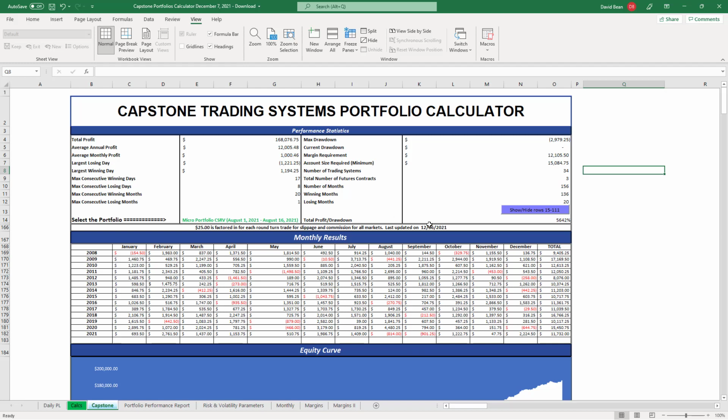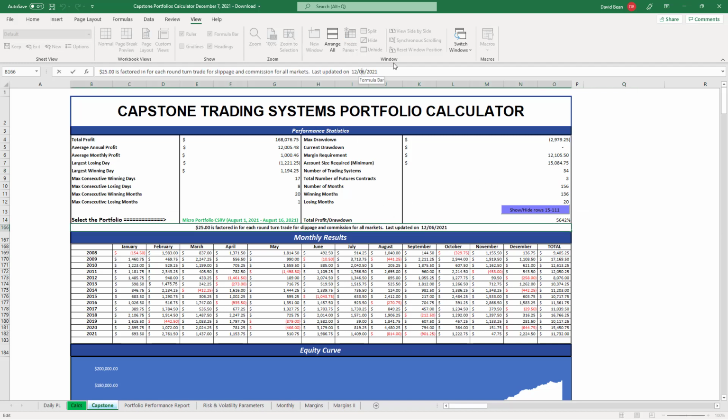Latest results through December the 7th. I need to change this right here. I'll be uploading this portfolio calculator, and you'll have access to it today on December the 8th, 2021.